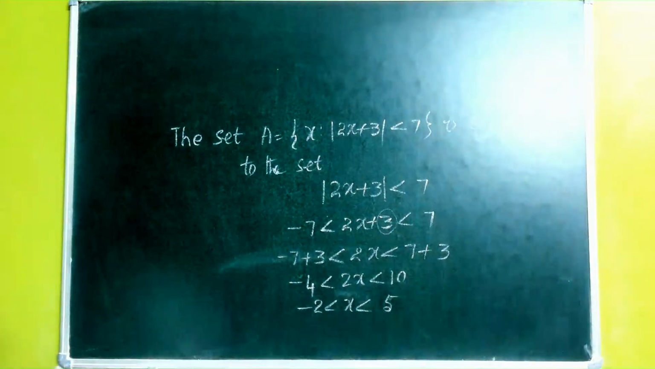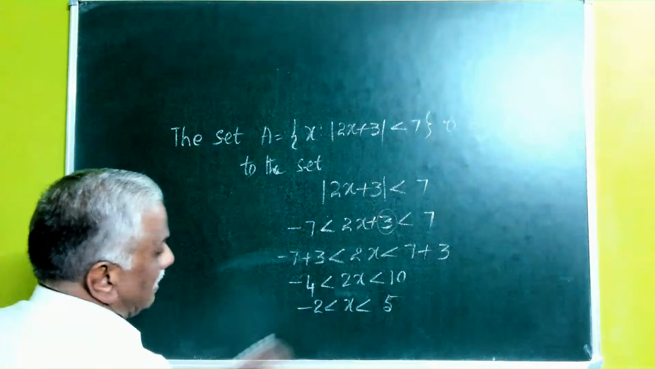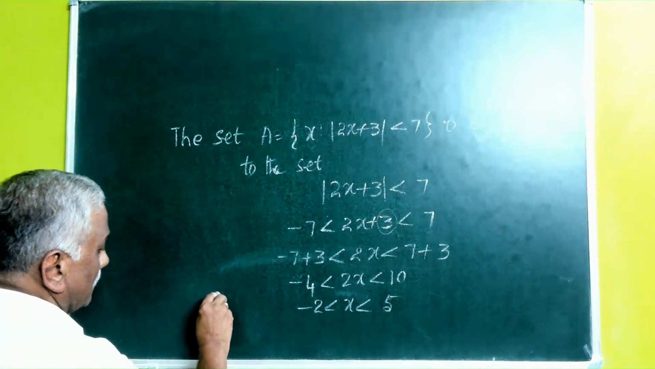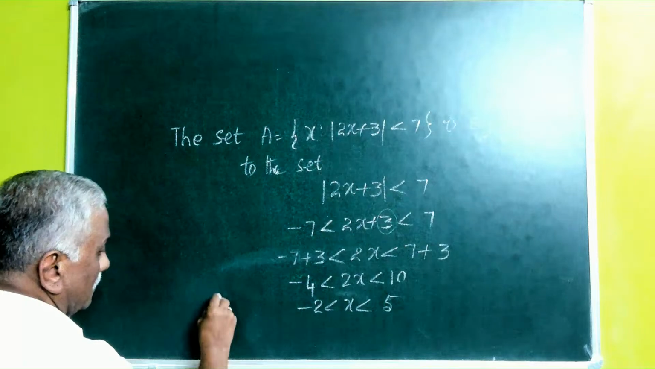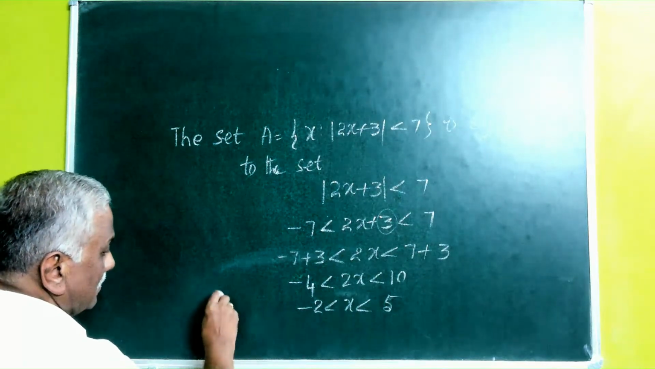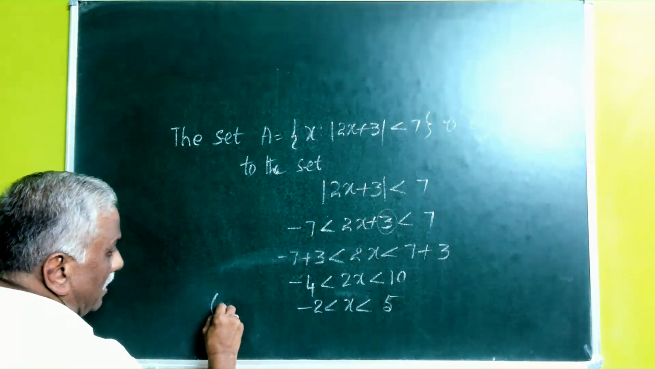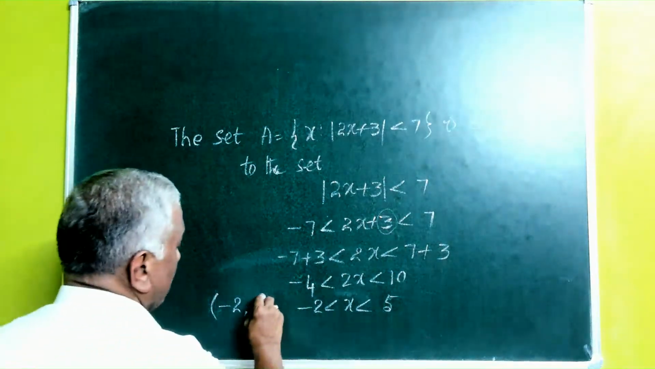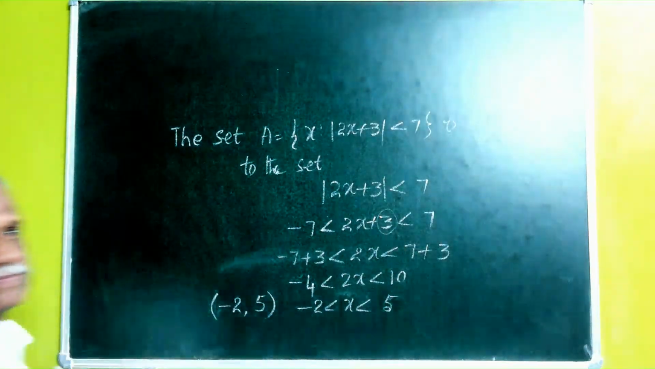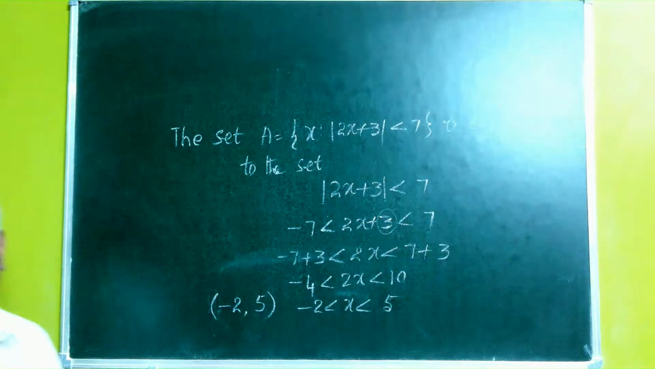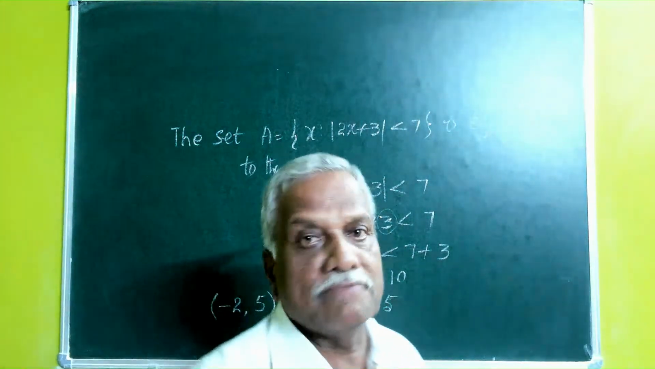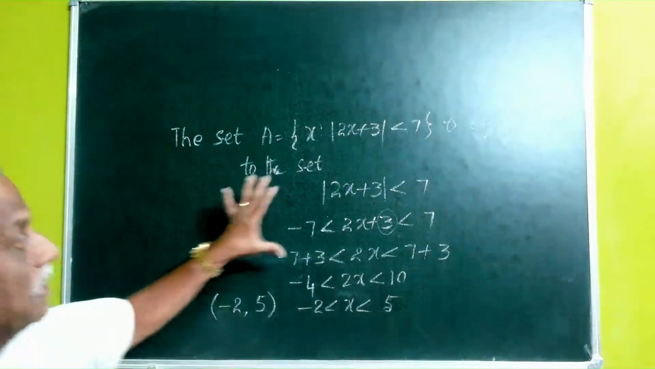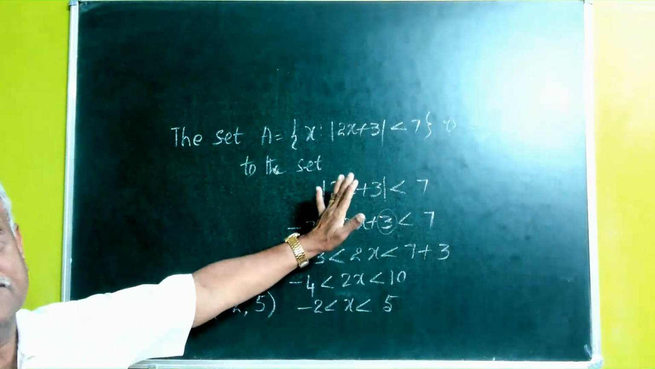So what are the elements? It is greater than minus 5. So you can write this as: greater than means minus 5 is not included, and 2 is also not included in this set. So this set consists of the elements between minus 5 and 2. Now, the knowledge that you need to work this problem is that you should know how to solve a linear inequality problem.